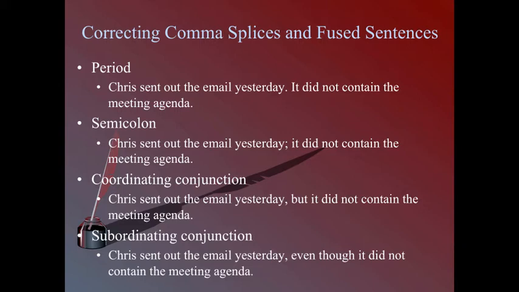Or you can use a semicolon. Because the ideas are closely related, you wouldn't even necessarily need a conjunction here. Chris sent out the email yesterday; it did not contain the meeting agenda. You can use a coordinating conjunction. These are your FANBOYS: for, and, nor, but, or, yet, so. Chris sent out the email yesterday, but it did not contain the meeting agenda. And lastly, you can turn this into a complex sentence by adding a subordinating conjunction. Chris sent out the email yesterday, even though it did not contain the meeting agenda.